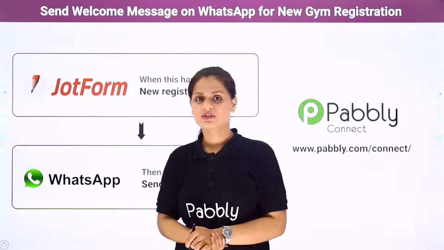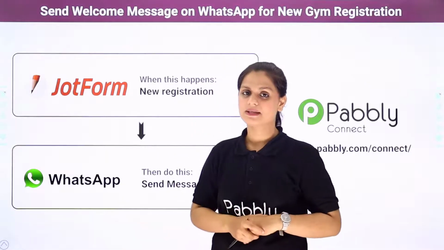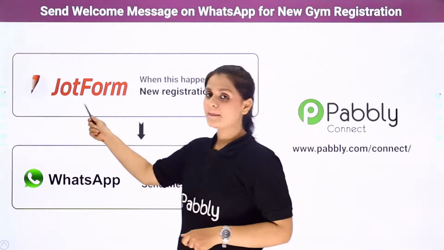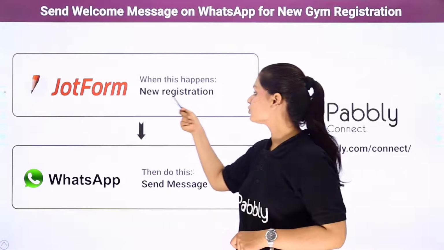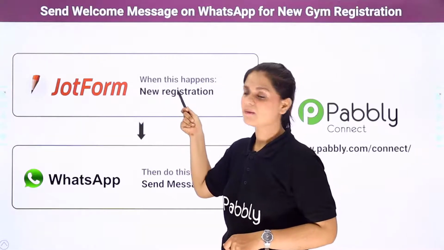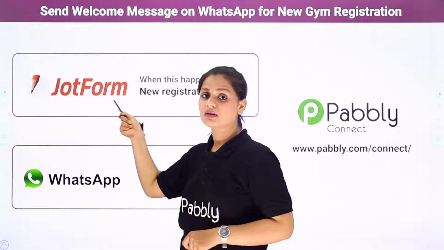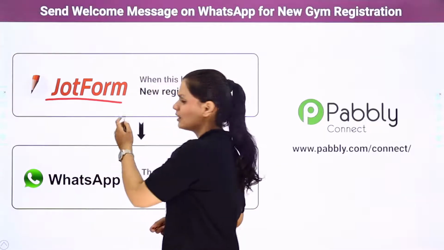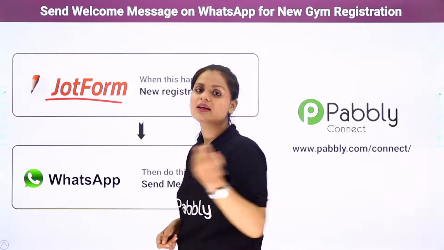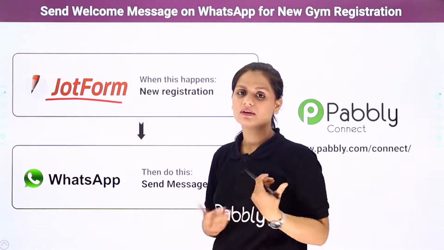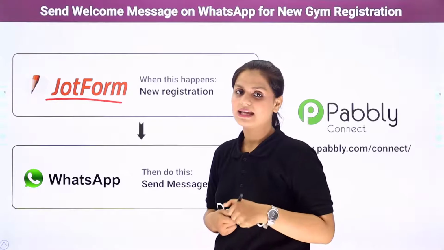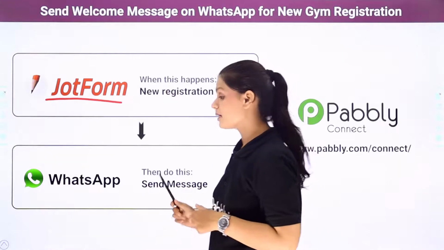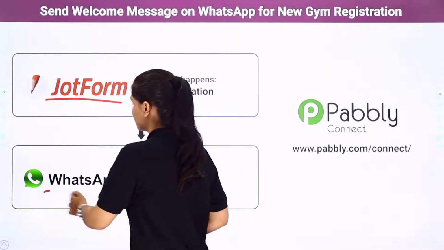So here to perform this task, I am using two software applications, Vrrv and WhatsApp. So here I am using Vrrv to collect new registrations, as Vrrv is an amazing online form builder from where you can create custom online forms. Instead of Vrrv, you can also use any other form builder such as Pabbly form builder, Typeform, Google form or anything like that. And to send messages I am using WhatsApp, which is a famous chat application.